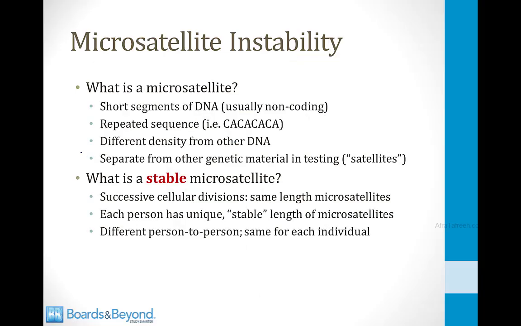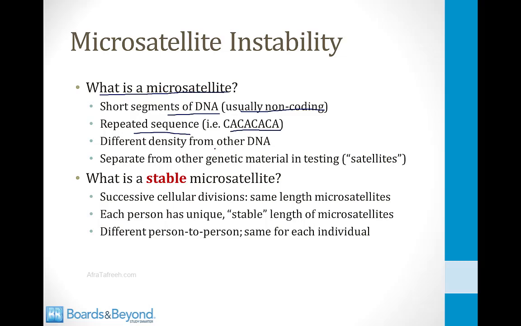So to understand this pathway, first let's define some terms. So let's talk about what a microsatellite is. Microsatellites are short segments of DNA, usually non-coding DNA, and they carry repeated sequences such as CA, CA, CA, as I've shown in this example here.